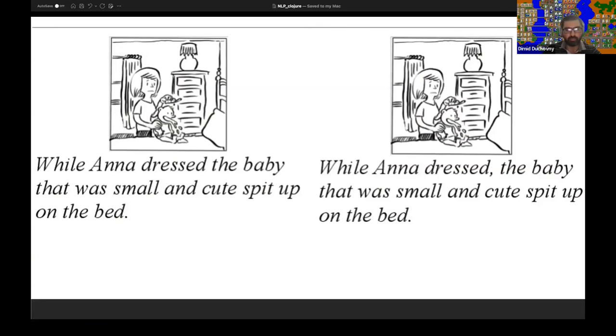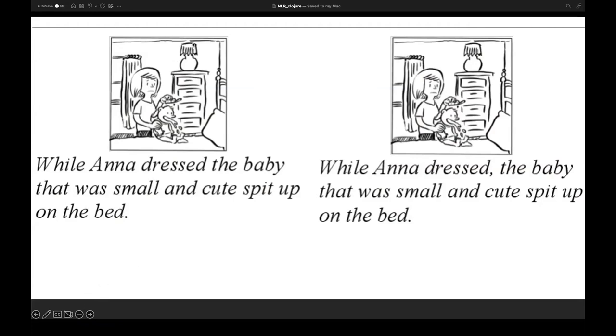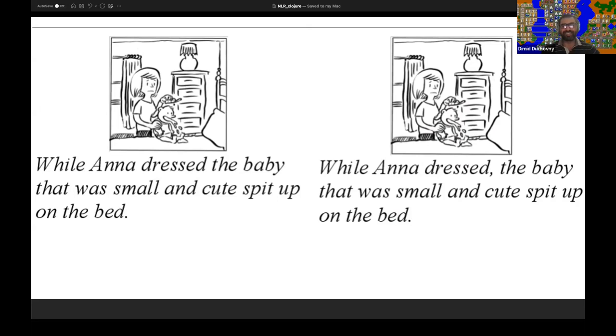Okay, I need a brave volunteer. Someone? No takers. You need just someone to read these? Yes, the left one, please.